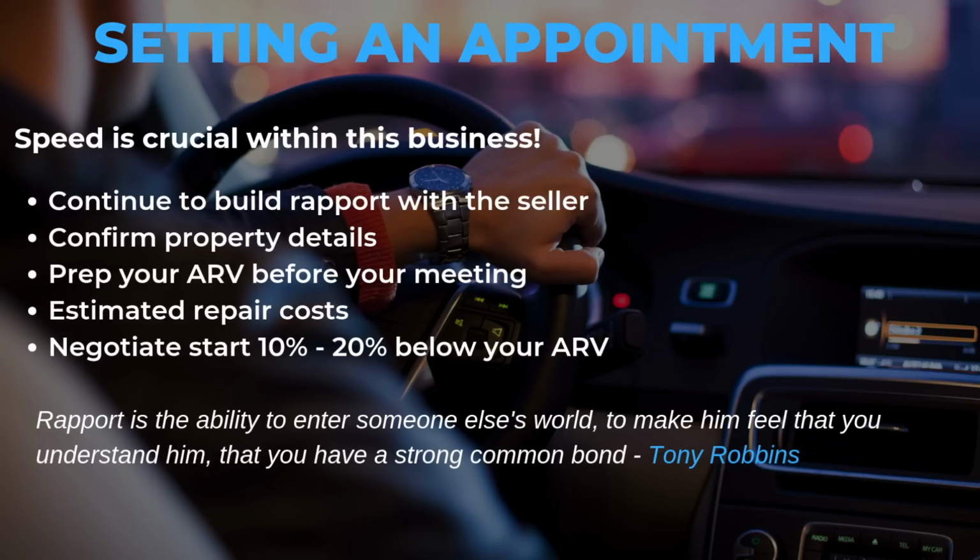Now, because you already know the ARV of the home before the meeting with the seller, knowing what you should offer should be easy, right? You're just going to subtract the estimated repair costs from what you observed during the walkthrough, along with your wholesale fee, and this is going to give you your MAO, right, or your maximum allowable offer. Now, remember, always start 10 to 20% below that maximum offer, so you have room to go up during negotiations.